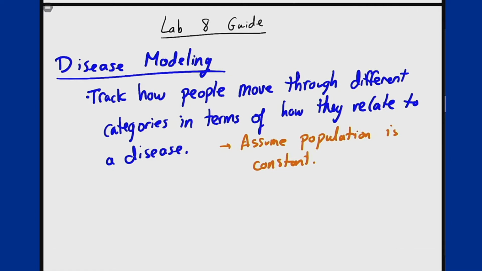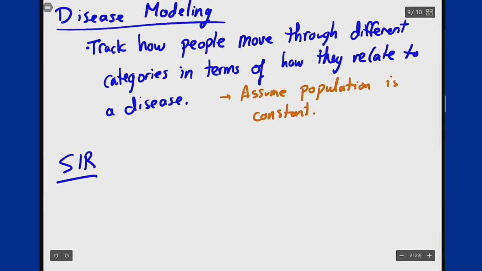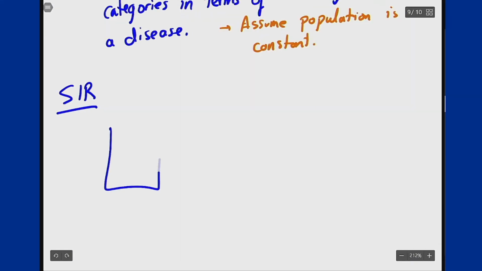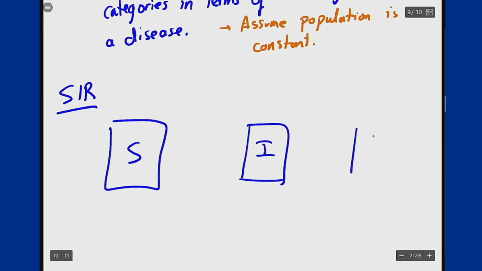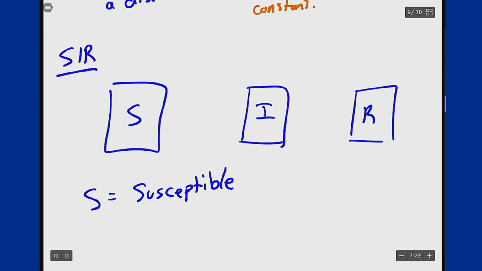The simplest model for disease modeling that is generally used is what's called the SIR model. And we have three different categories with respect to this disease. We have S, we have I, and we have R. We have S, which is susceptible, that is people who have not yet caught the disease, but could catch it. We have I, which could mean infected or infectious. The important thing for this setup here is infectious. They are people who have the disease and can spread it to others.